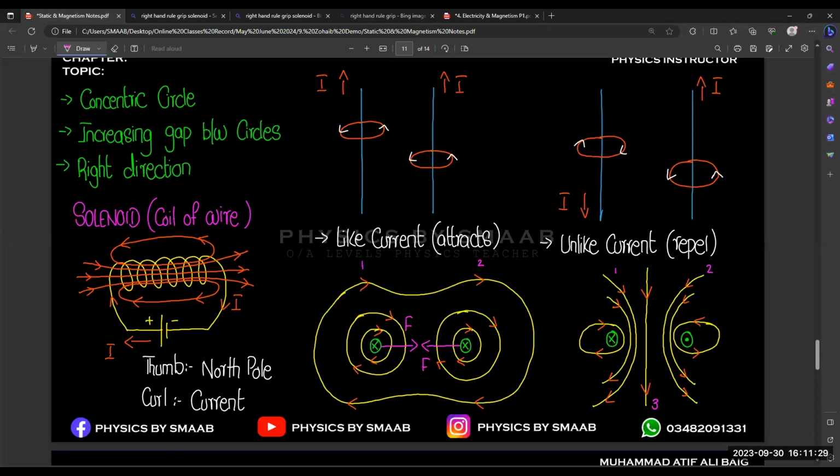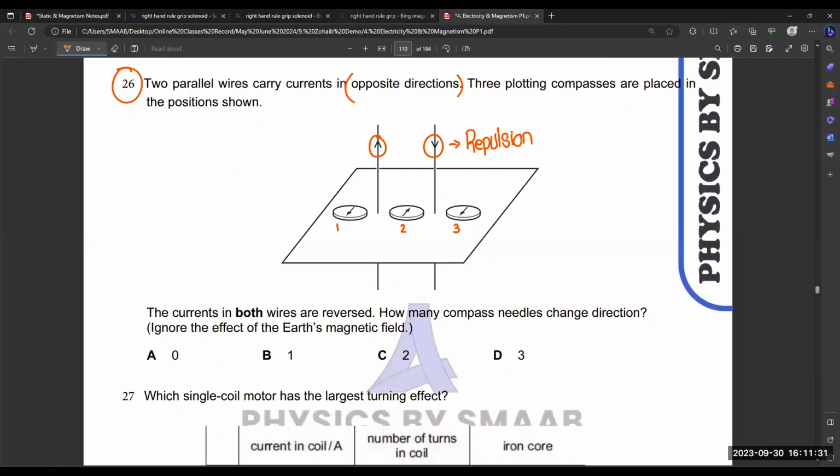So basically in this situation, when you reverse the current in both wires, right? So basically current in both wires are reversed. So when you reverse the current, your new pattern will be like this.